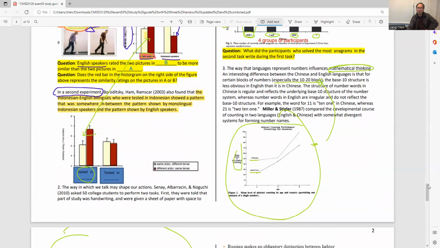Okay, so number 3 is about the cross-linguistic differences in number or numerical expressions on mathematical thinking. So mathematical thinking is a very fancy term. Basically, here it is math. You can think about it as math learning.